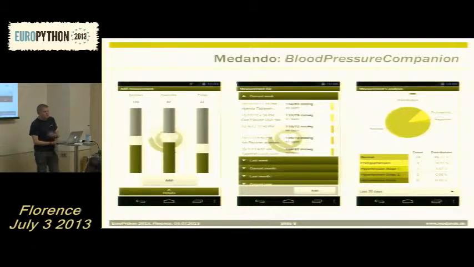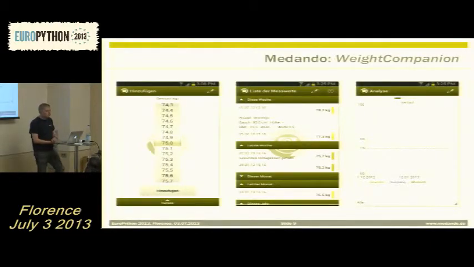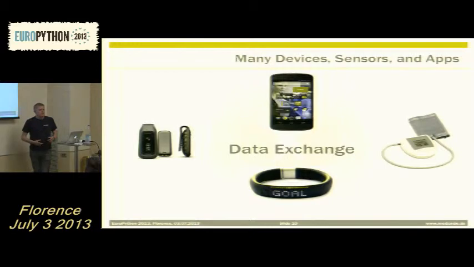We develop health apps like the blood pressure companion for tracking and analyzing blood pressure, or weight companion for tracking weight. And actually today, people like me or other self-trackers, I know there are some others in the room, I saw you, have many devices. And one of the problems is how to exchange data between these devices, or how to send data from devices to a server or to a smartphone app. That's a problem, and it's getting more and more important because, as I said, in the future more and more devices will get into the market, and I guess more and more of us are equipped with these devices. I know people who have 10 devices on their body somewhere.